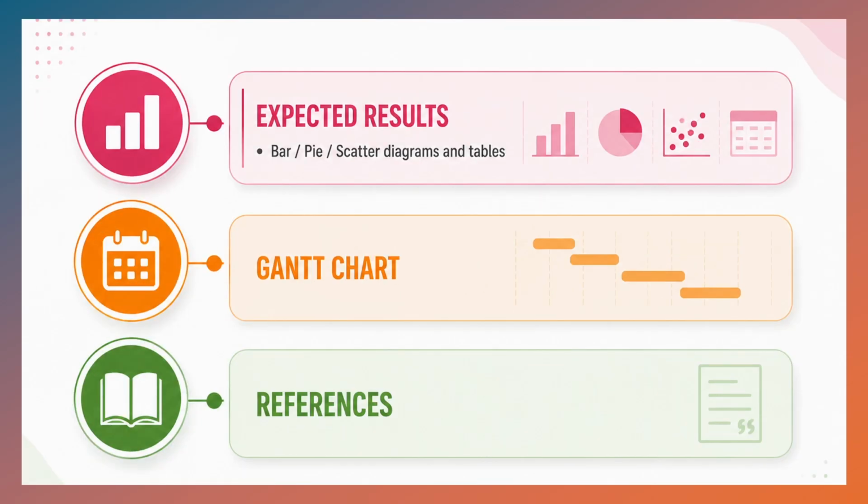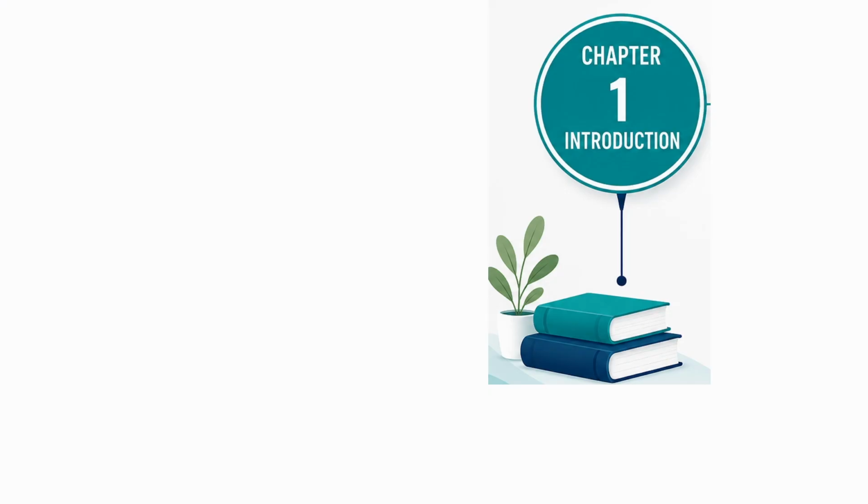After the methodology chapter, there will be a section for expected results. So you can show the dummy tables there. Then there will be a Gantt chart or timeline chart, followed by references. We can start with chapter 1, introduction.